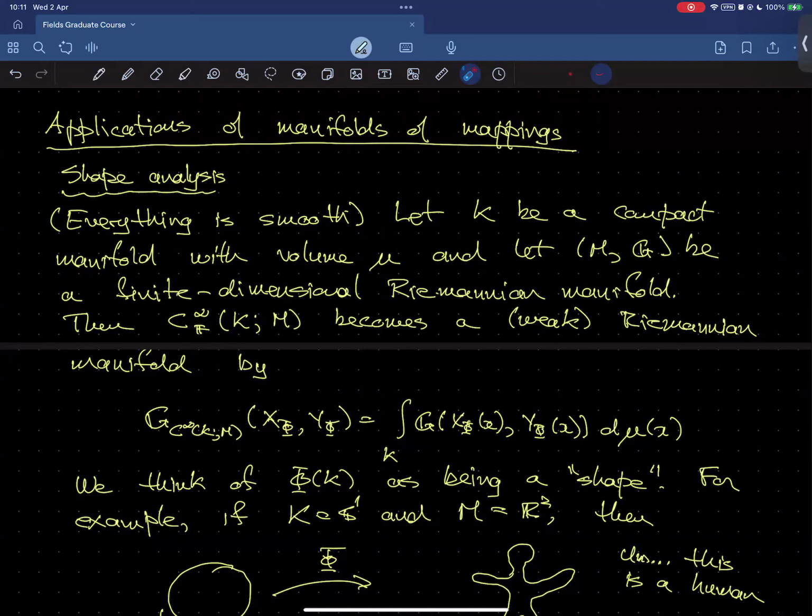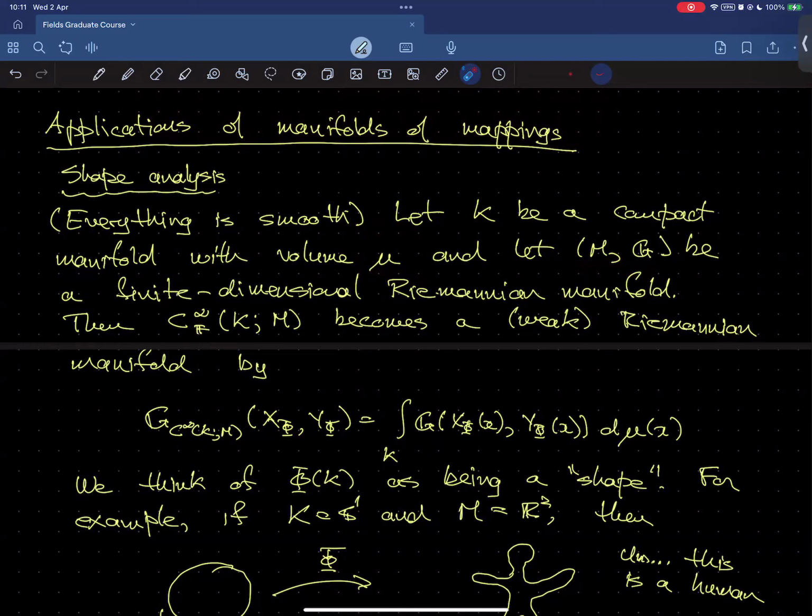I have a compact manifold K, and it has what's called a volume form. So we talked about differential forms last time. So if K is an n-dimensional manifold, a volume form is a degree n differential form that doesn't vanish anywhere. So if you've never seen differential forms before, the words that I just said have no meaning for you. Okay, but that's what a volume form is. And M is a finite dimensional Riemannian manifold.